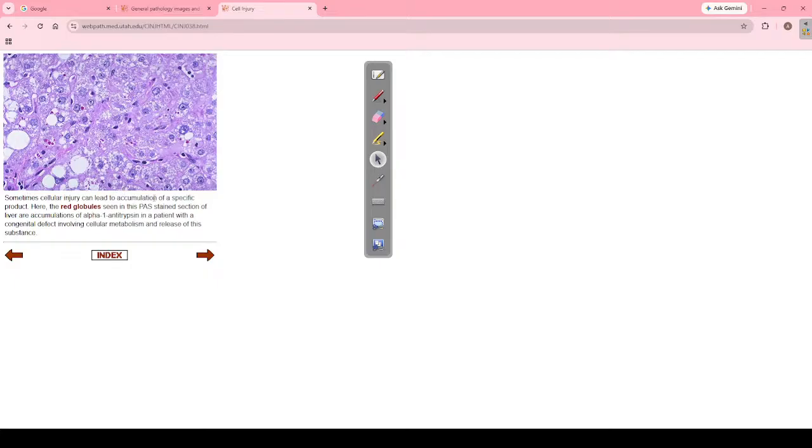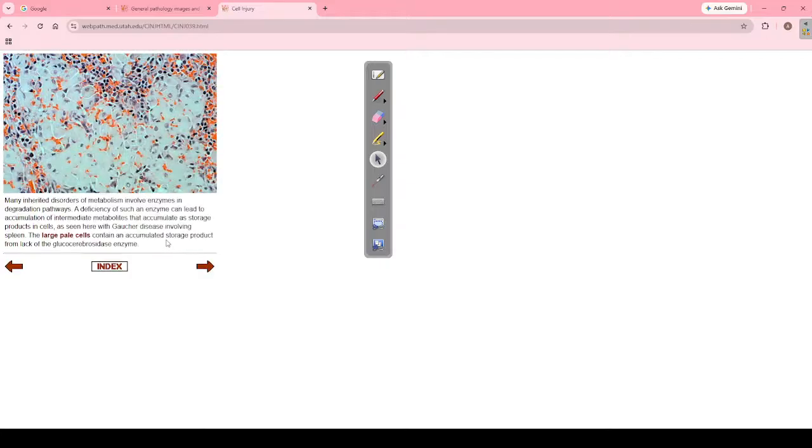Cellular injuries can lead to accumulation of specific red globular substances. These are seen on PAS stain, and this is accumulation of alpha-1 antitrypsin in a patient with a congenital defect involving cellular metabolism and release of the substance. So there is some metabolic disease which is leading to alpha-1 antitrypsin accumulating. It appears as red globules in PAS stain, periodic acid Schiff stain.